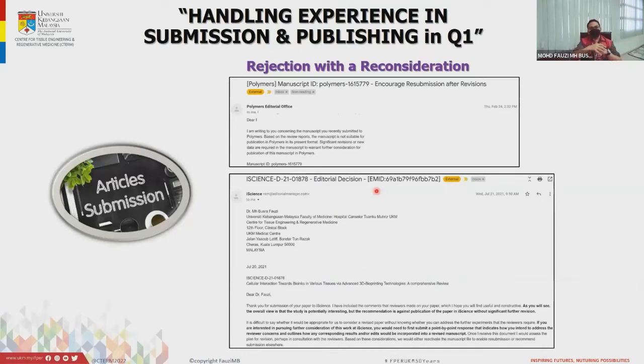So my last topic is more towards, I don't have a really specific slide for it, but we can discuss handling experience in submission and publishing in Q1. Normally if rejected, everyone knows how frustrated you are after rejection. But sometimes journals give a second chance: rejection with reconsideration. So you could have the rejection at that time, but you have another chance to resubmit. That's 50-50. If you improve your paper further, there could be a high chance. If not mistaken, ISAN is around 12 impact factor and Polymers currently around 4.9.